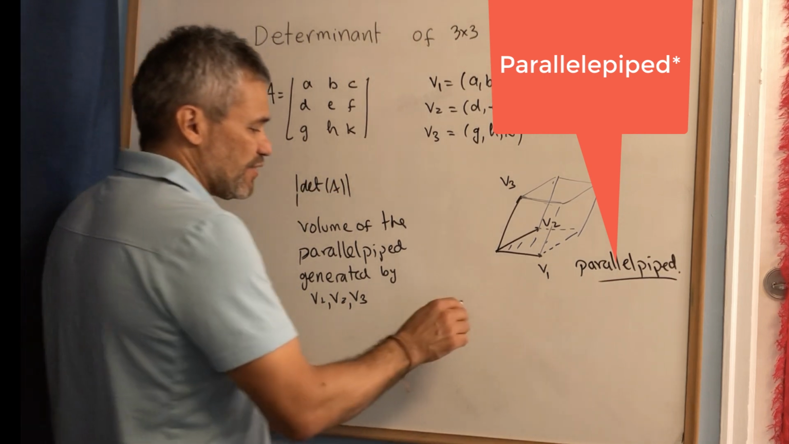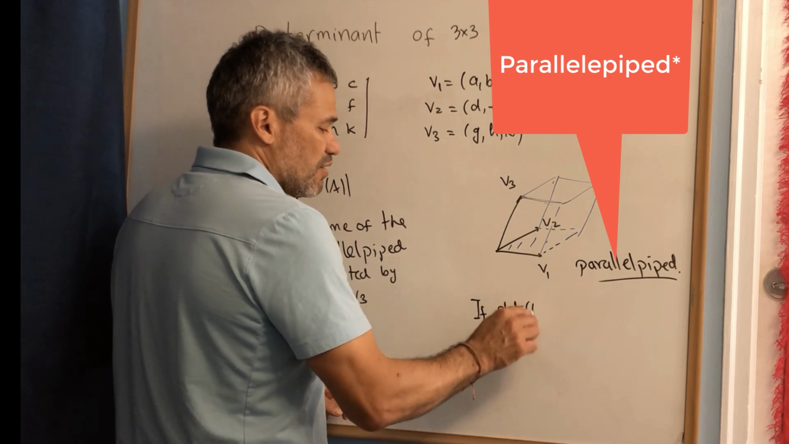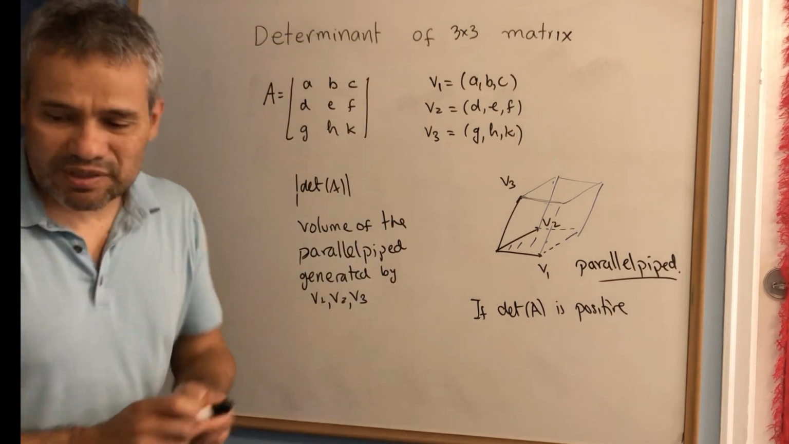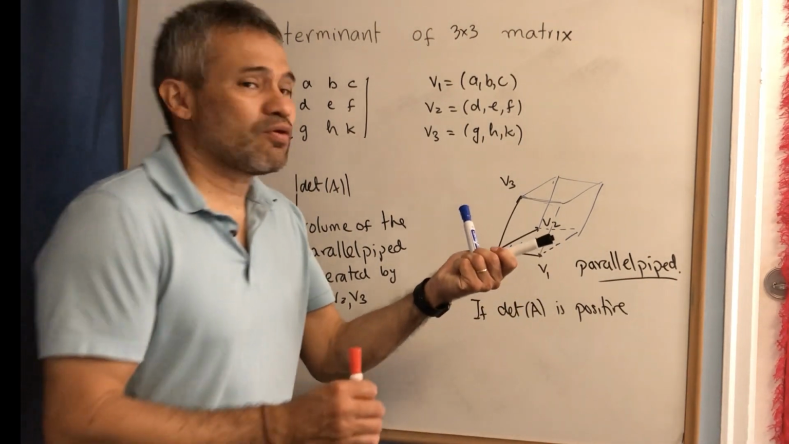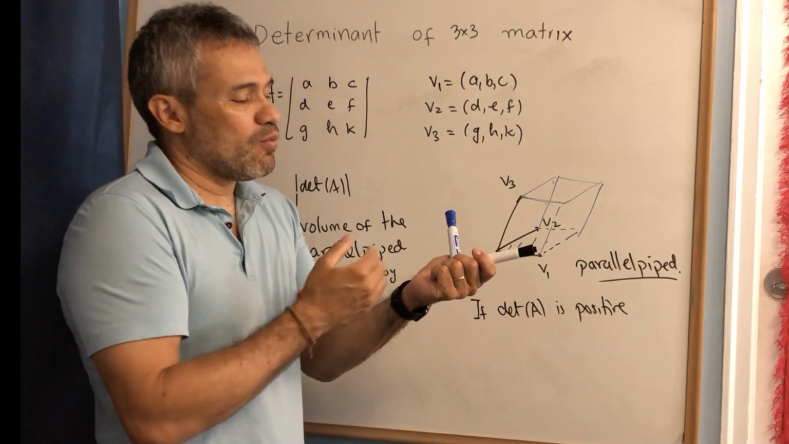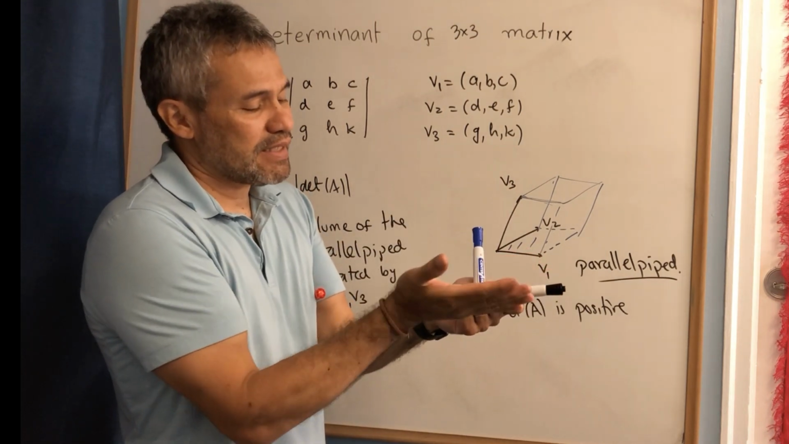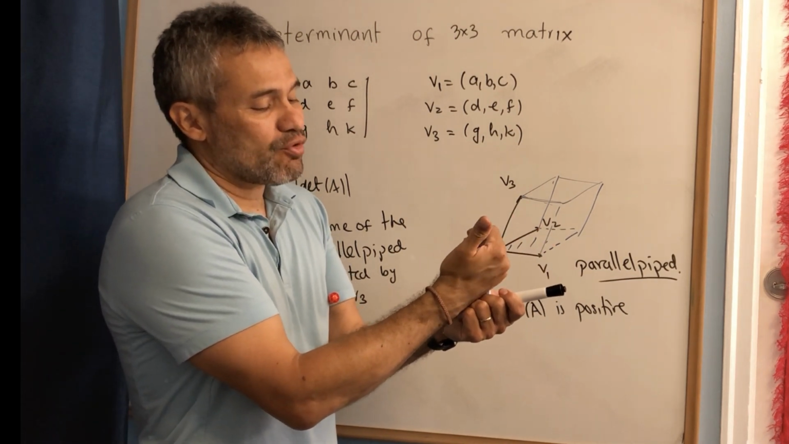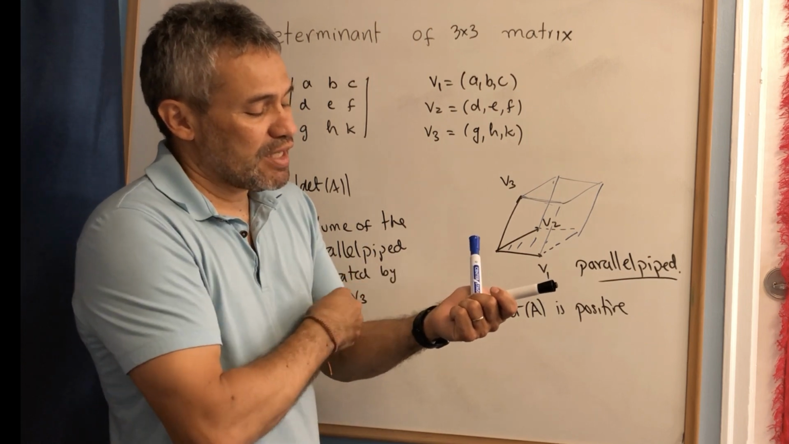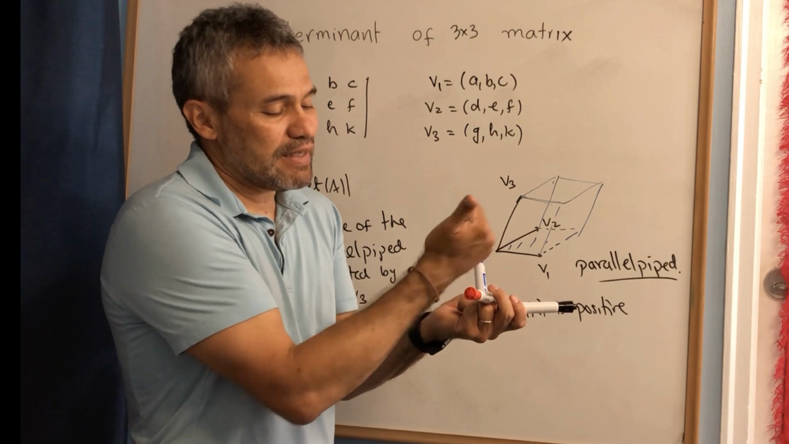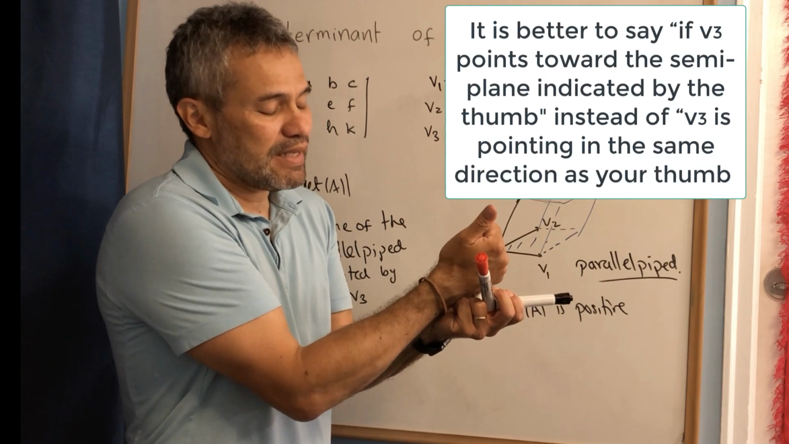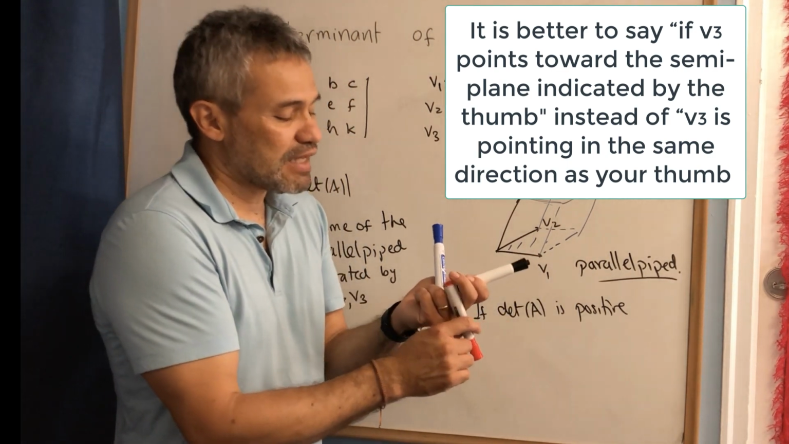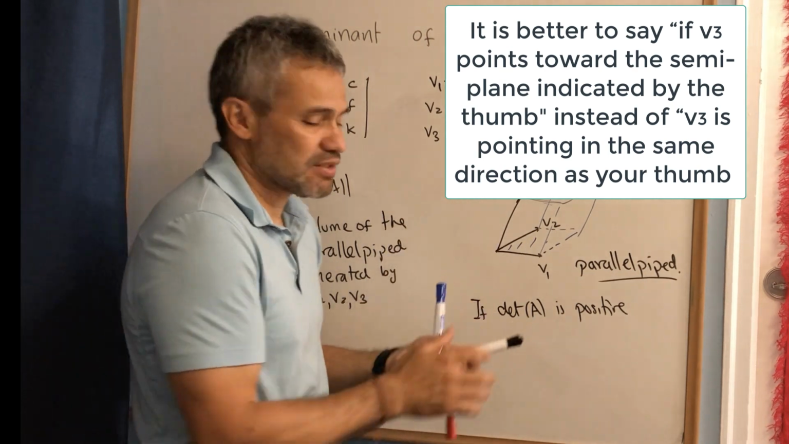And let's see what happens if the determinant is positive. If the determinant of A is positive, that means that if this is your vector 1 and this is your vector 2, then when you take your right hand and place it on vector 1 and move toward vector 2, your thumb is pointing in one direction. If your vector 3 is pointing in the same direction as your thumb, then in this case the determinant is going to be positive. And if it is not pointing in that direction, then the determinant is going to be negative.